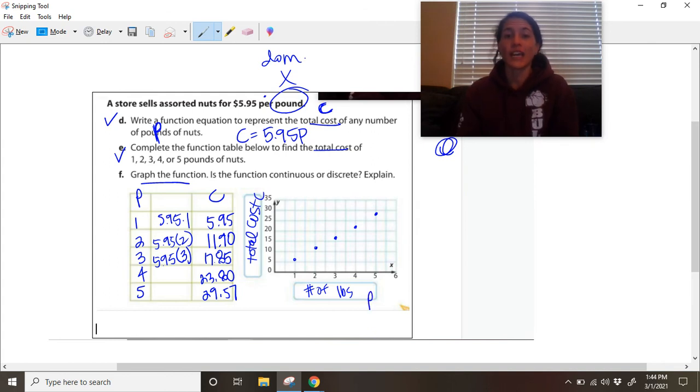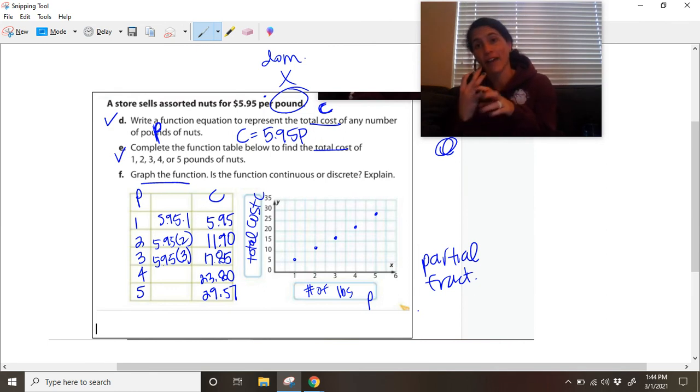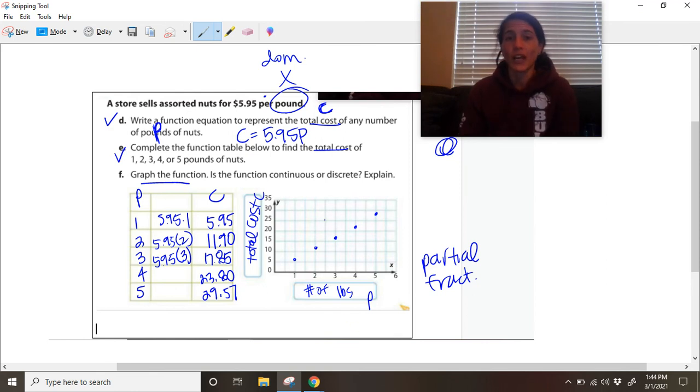So we need to look at the domain. Number of pounds. Can you have a partial? Can you have a fraction or a decimal of a pound? Can you only buy 1 pound, or could you buy 1.5, 2.5? And yes, you can have a partial. So that means this is continuous. Almost circled discrete. This is continuous. So that means our line is going to be a straight line.